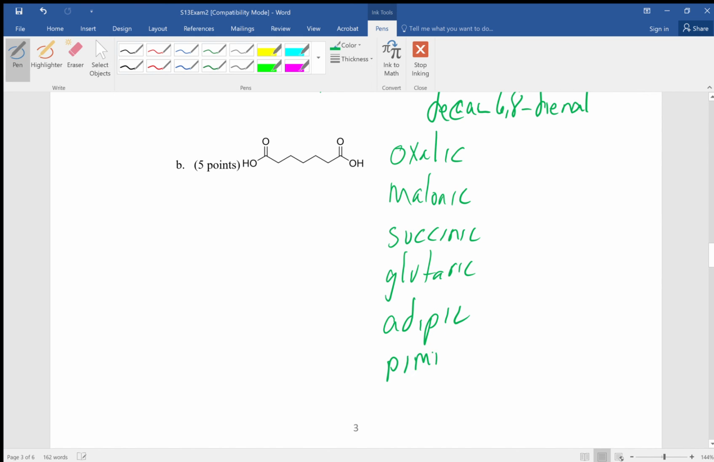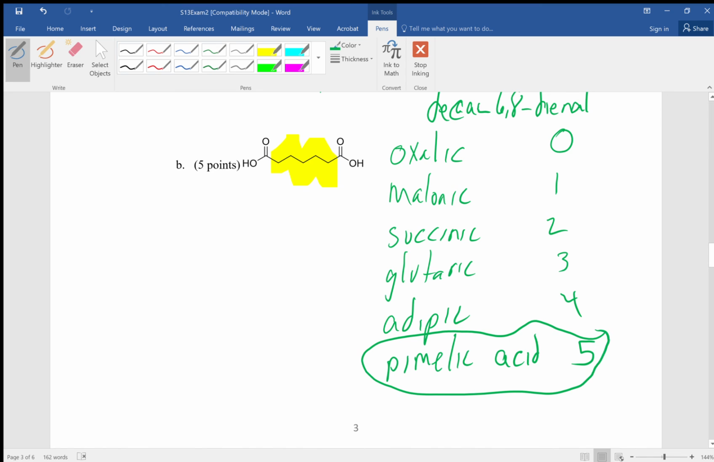And there's our names for our first 6 diacids. And so it's just a matter of how many carbons we have in between. This compound has a total of 5 carbons in between the 2 acids. And these just go in order. So 5 carbons matches pimelic. Again, that's the number of carbons in between the 2 acids, so what we have is pimelic acid.